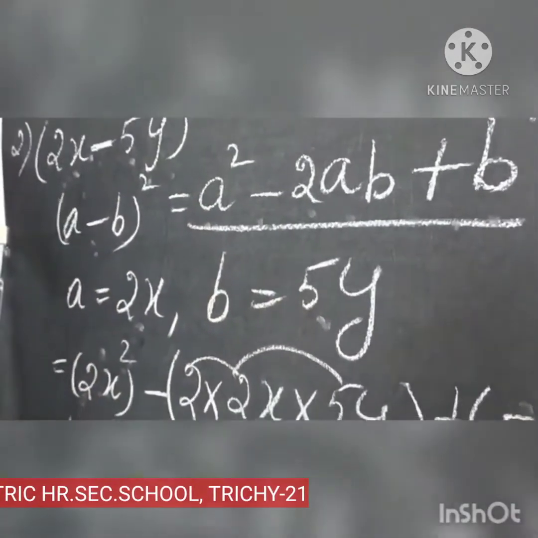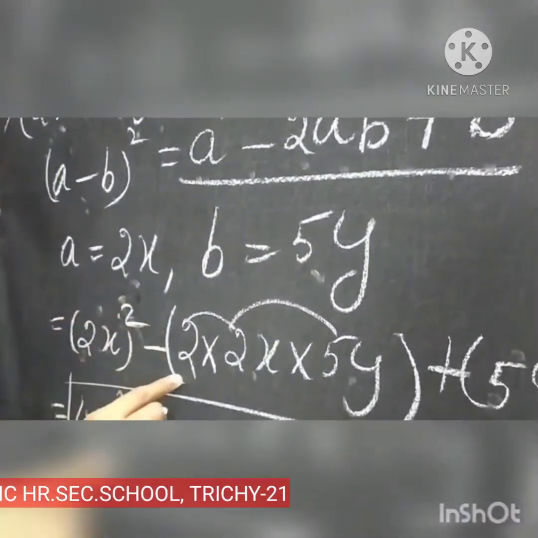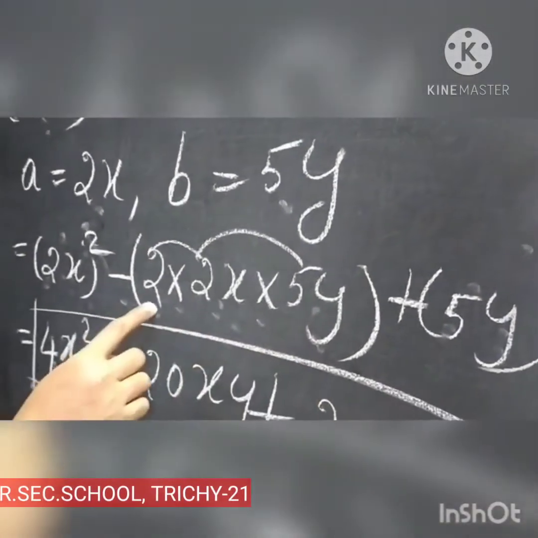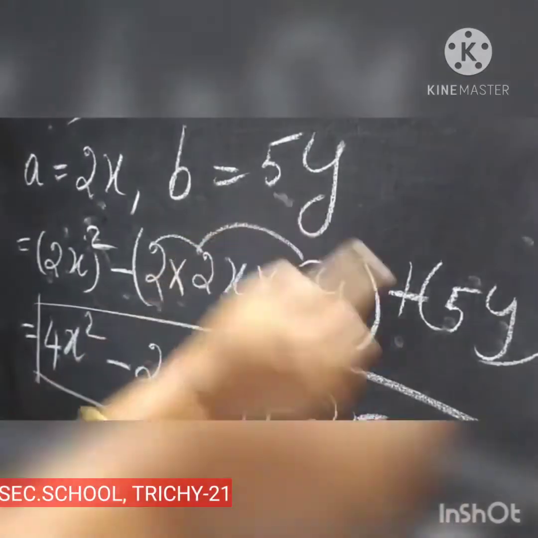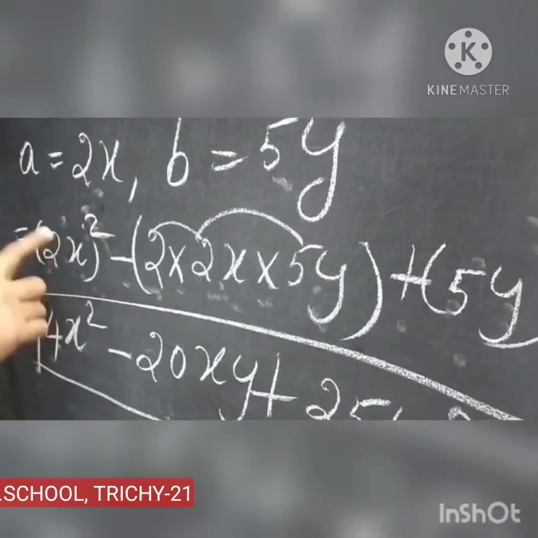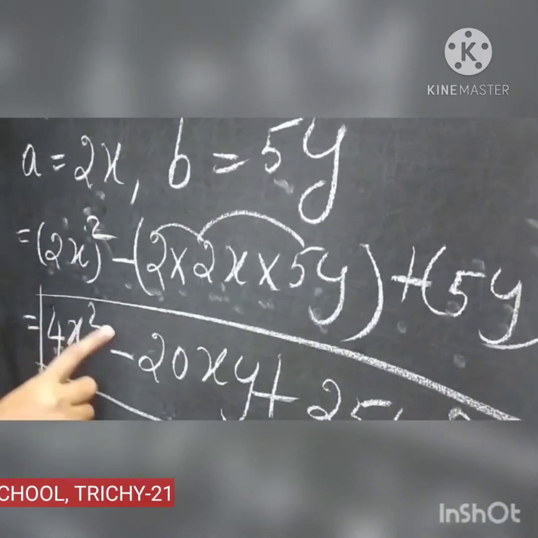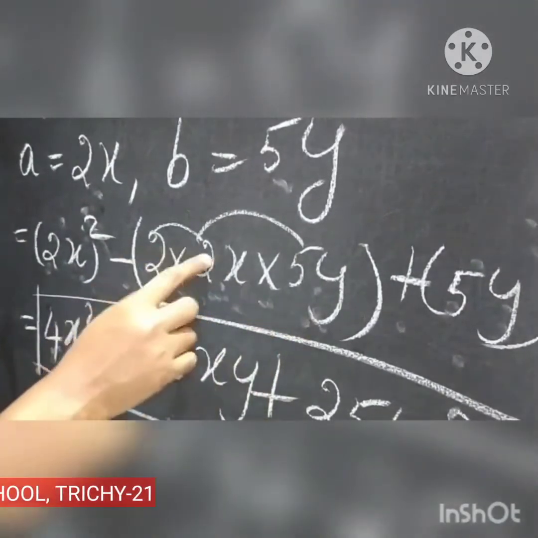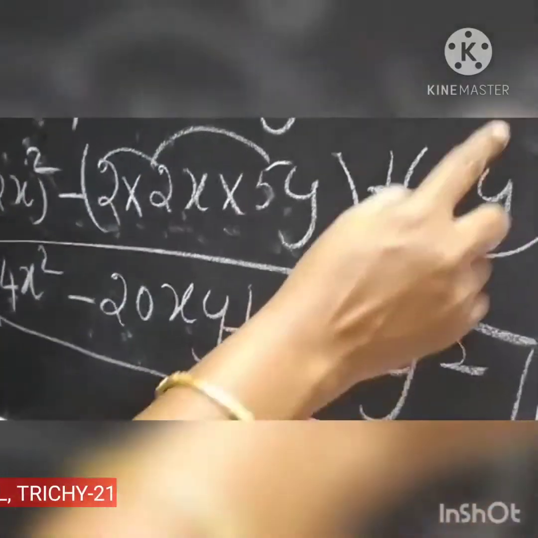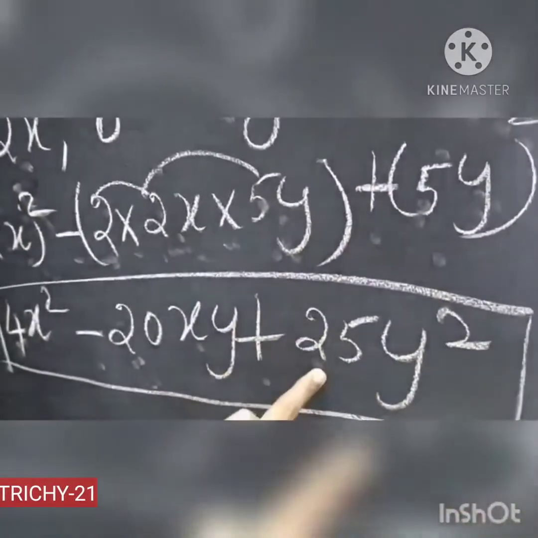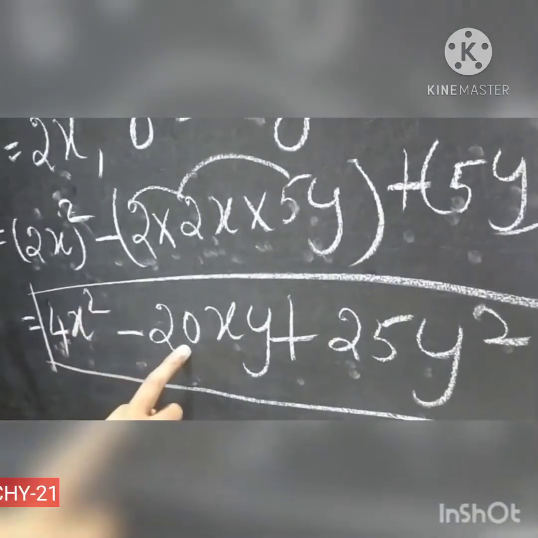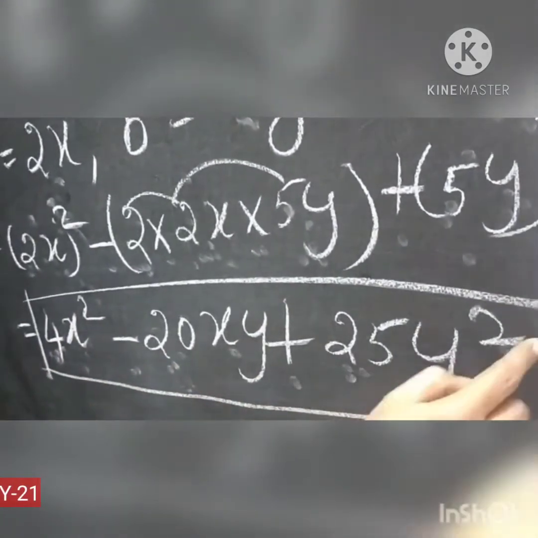So you have to apply the values: 2x the whole square minus 2 into 2x into 5y, that is 2ab, plus 5y the whole square. 2x the whole square means 4x squared, since 2 squared is 4. 4x squared minus, you can multiply the numbers: 2 2s are 4, 4 5s are 20, so 20xy plus 5 squared and y squared. 5 squared is 25 into y squared. So the final answer is 4x squared minus 20xy plus 25y squared.